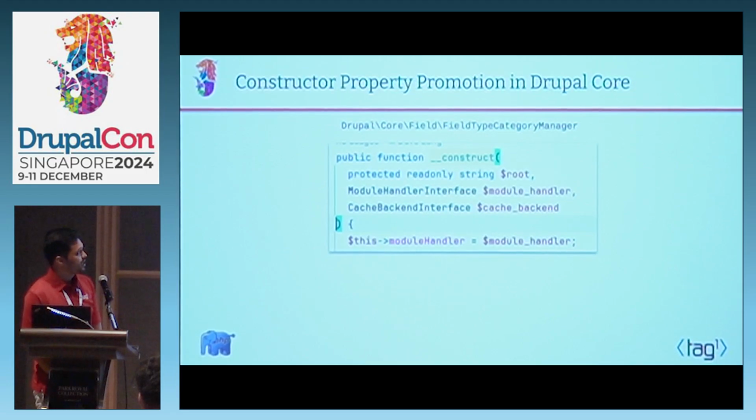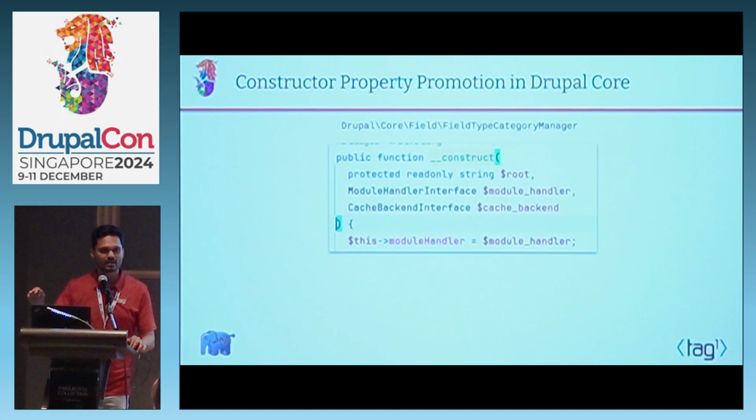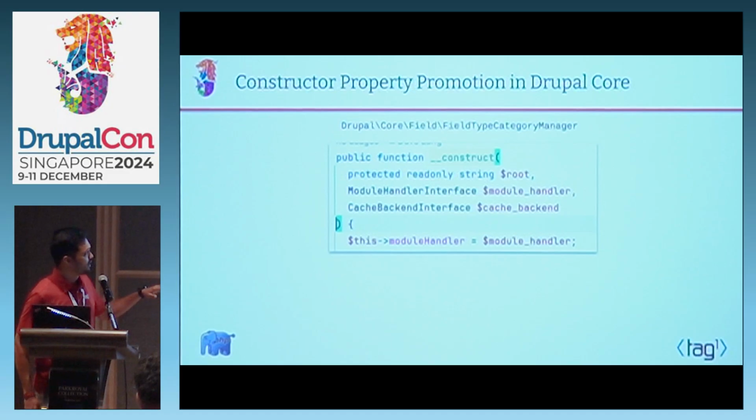In core, I was able to find this example in 10.3 in the field category type manager. Basically, this class is responsible for whenever you try to add a new field. You go to manage fields on any entity type, let's say a node content type, and click on add field. You see a list of categories now, what type of field. So this is managed by this.